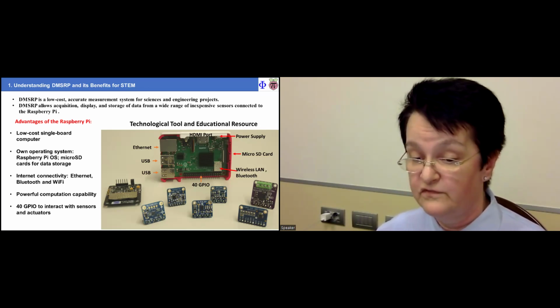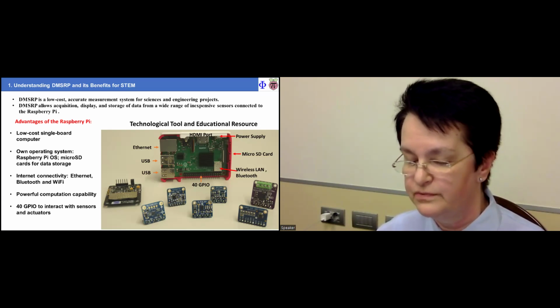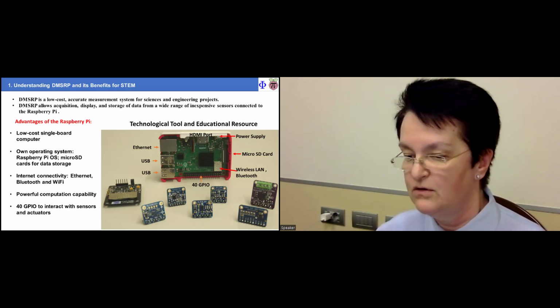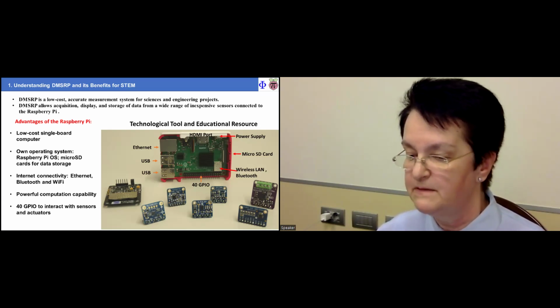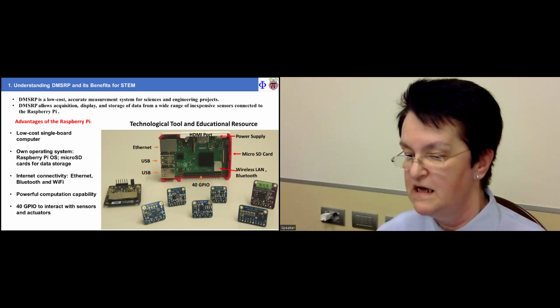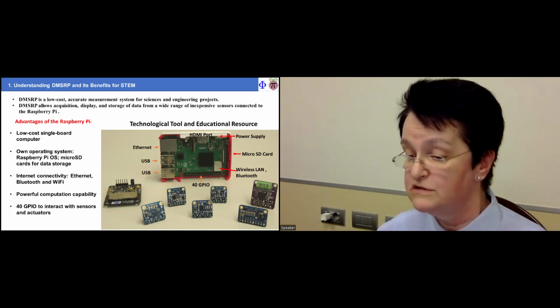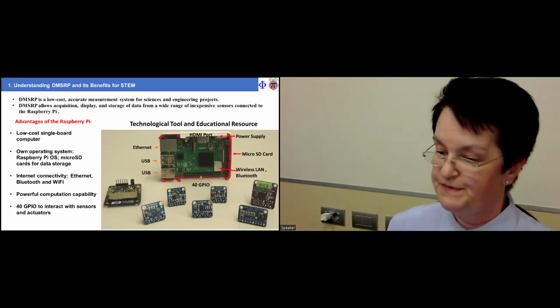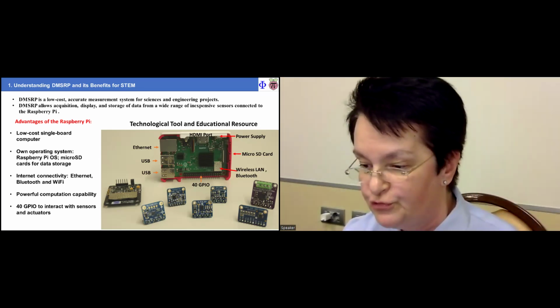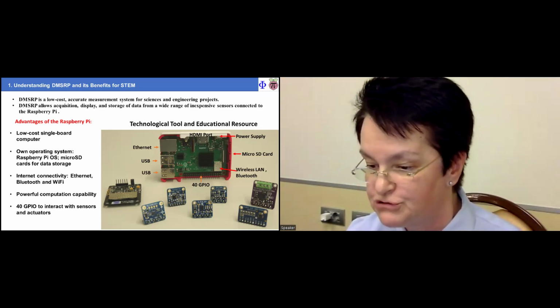It has a very powerful computation capability. So the Raspberry Pi can run email or LibreOffice applications, and of course it has 40 GPIO pins. So a lot of low-cost but accurate sensors can be connected to the GPIO pins to carry out measurements.